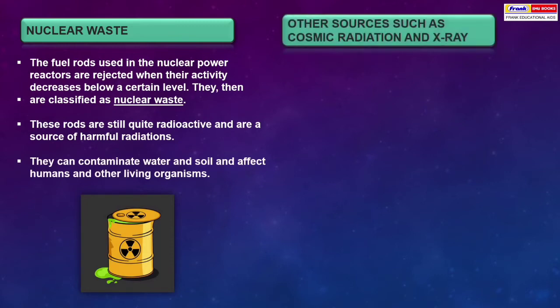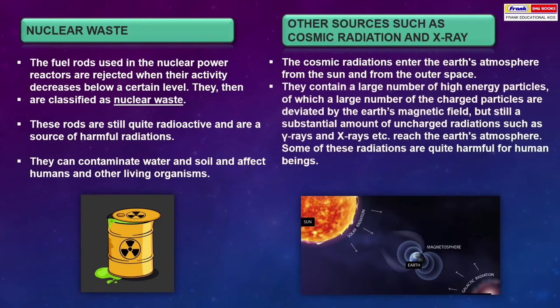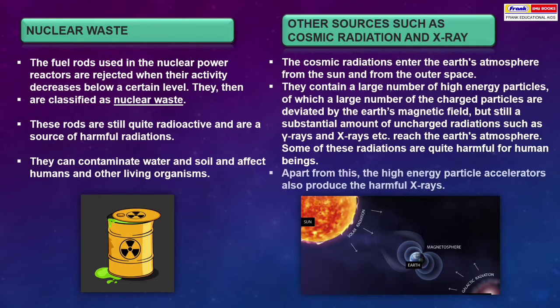Other sources such as cosmic radiation and X-rays. The cosmic radiation enters the Earth's atmosphere from the Sun and from outer space. They contain a large number of high-energy particles, of which a large number of charged particles are deviated by Earth's magnetic field, but still a substantial amount of uncharged radiation such as gamma rays and X-rays etc. reach the Earth's atmosphere. Some of these radiations are quite harmful for human beings. Apart from this, high-energy particle accelerators also produce harmful X-rays.